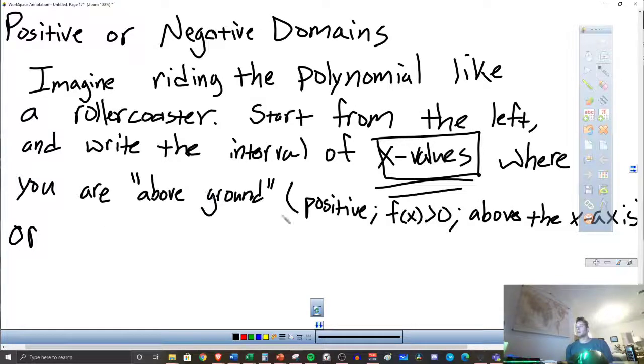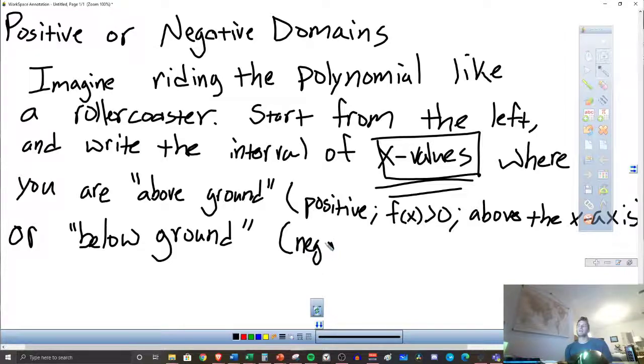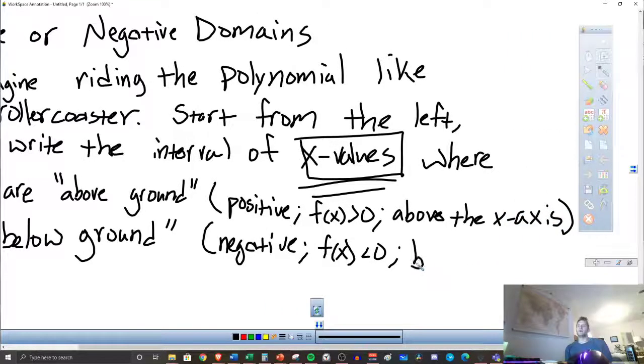Or below ground. Imagine the roller coaster goes into the earth. Those definitely exist. When it's below ground, you would be considered negative. Or the function is f of x is less than 0, or below the x-axis.